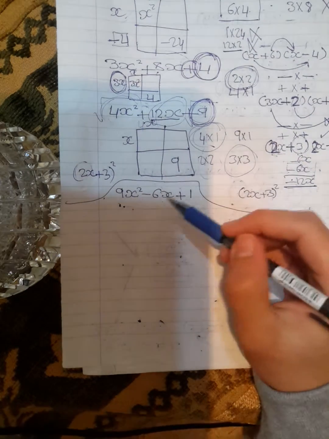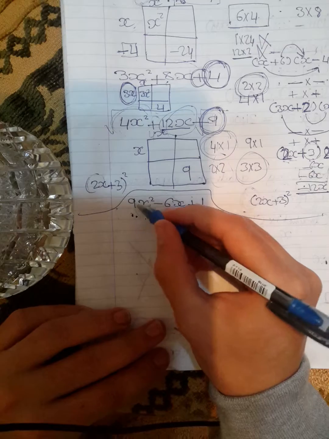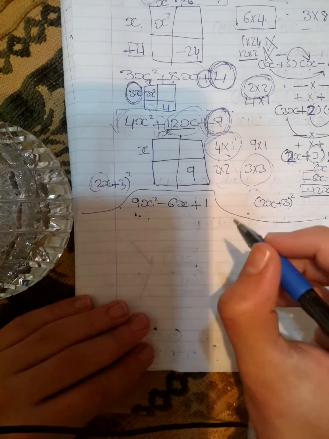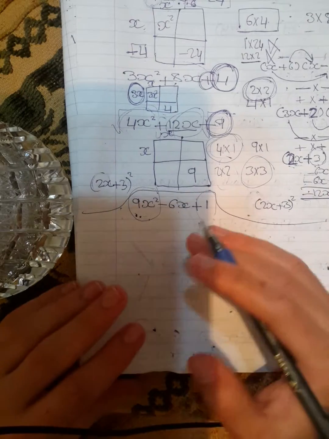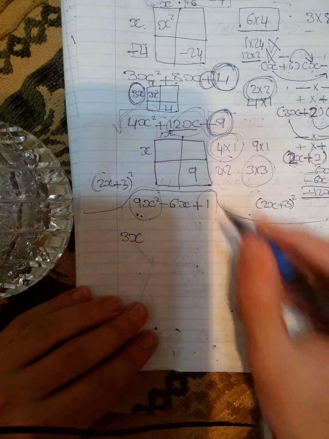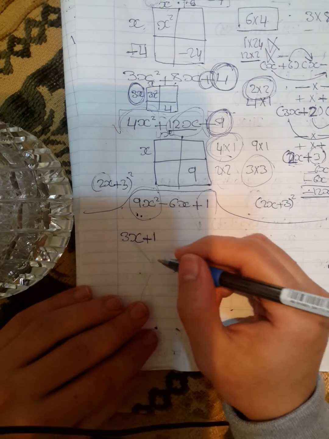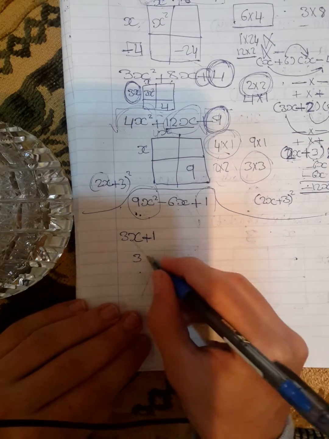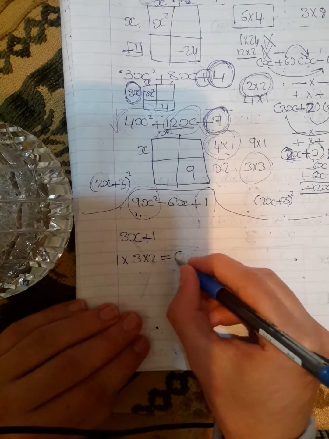So I will check now. Careful with what I will do. I have this 9x squared minus 6x plus 1. I will check the 2 terms and find their square roots. That would be 3x, and that is a plus 1. I will now multiply 3 times 2, or the 1 times 3 times 2. That gives me 6.